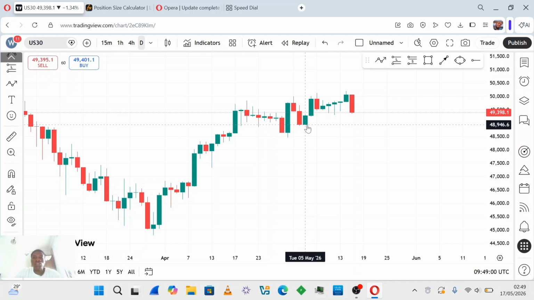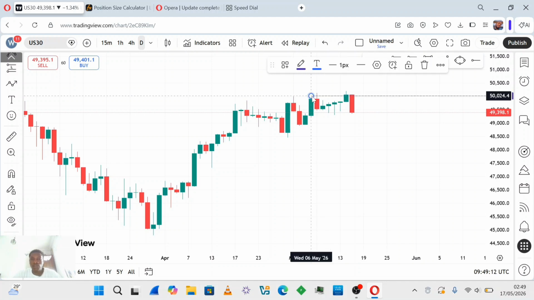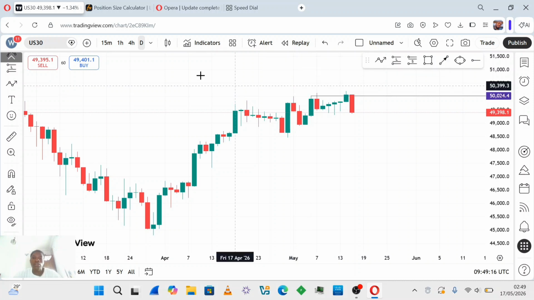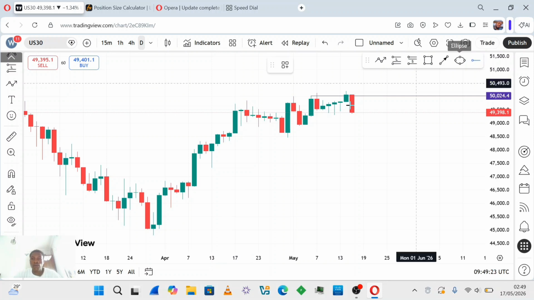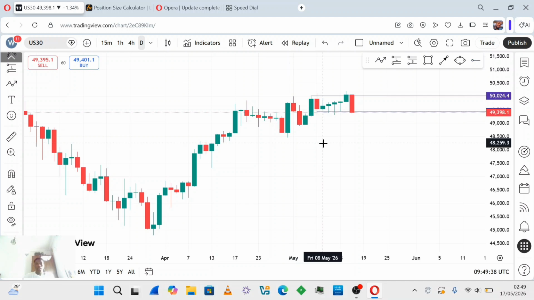So being able to see this information, I would like to mark out my resistance level. This is my resistance level, and this is my support level. This was the level. Maybe I mark this place as my support level. This is a higher low. This is my support level. Okay, this is my resistance and this is my support.